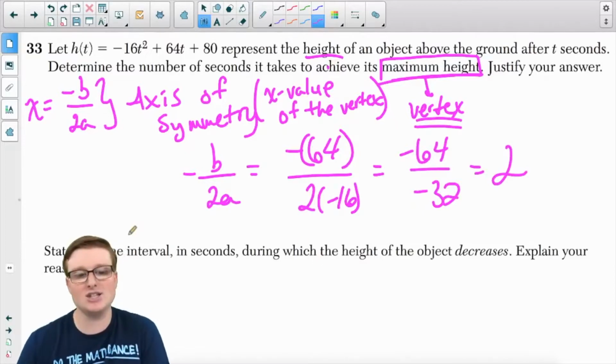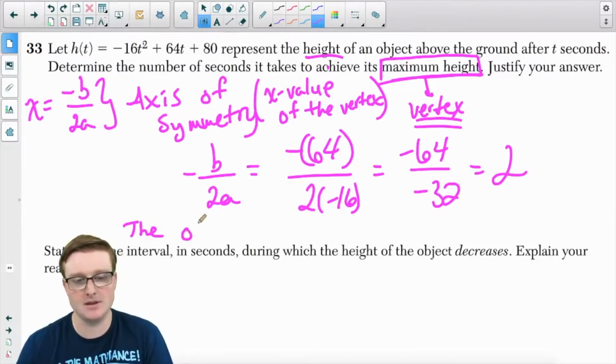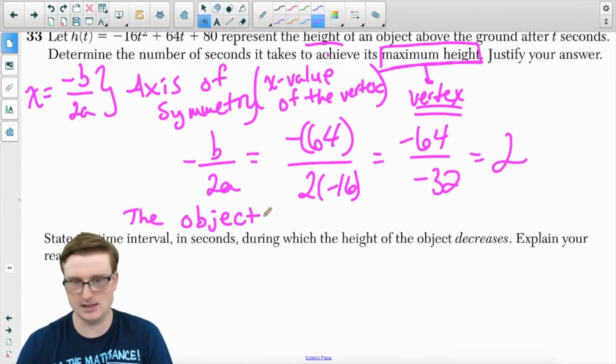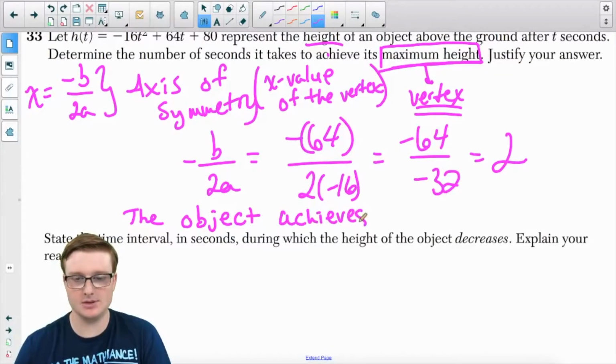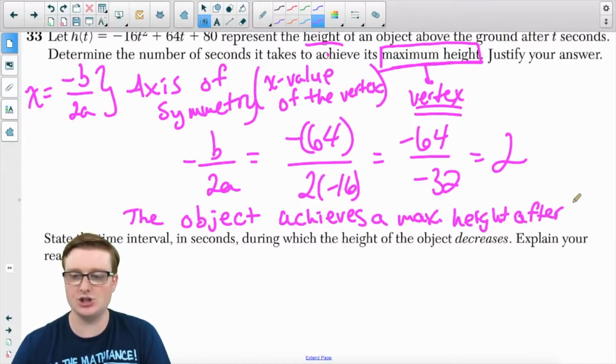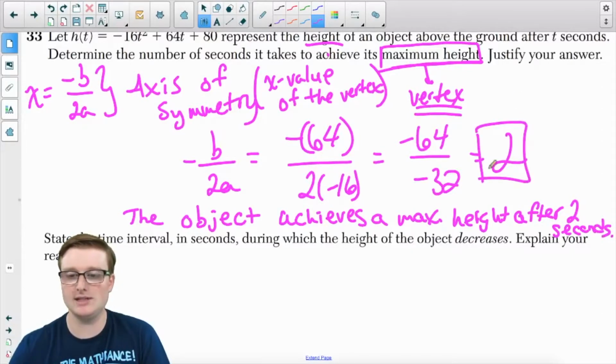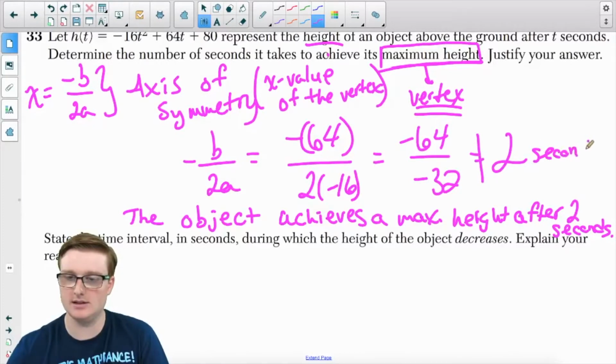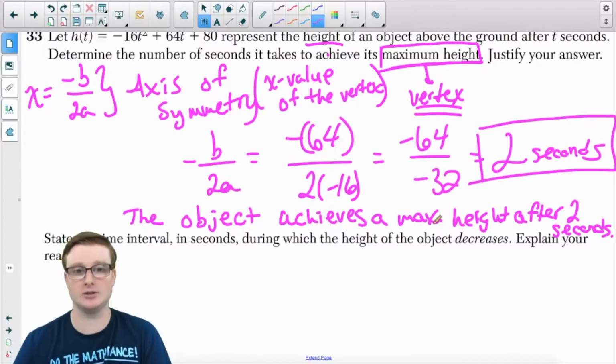So your answer is just going to be the object achieves a max height after 2 seconds. So 2 seconds. Let me just get rid of that. 2 seconds is your answer.